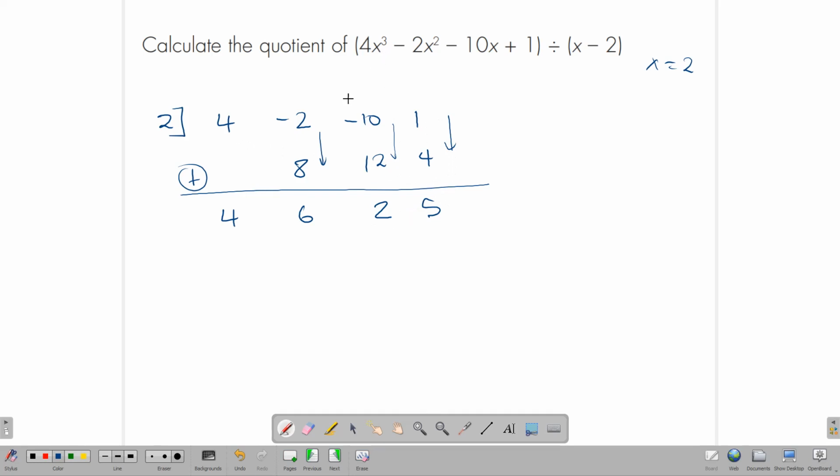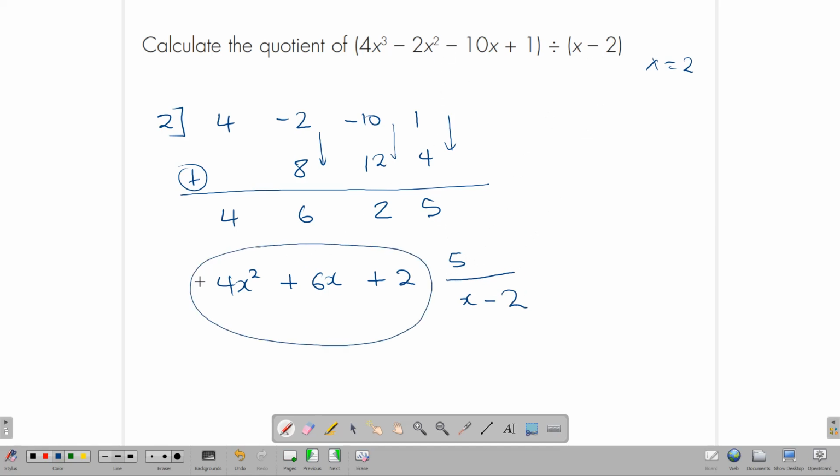So our answer is going to be, this was cube, so we're going to start at square. 4x squared plus 6x plus 2, and we have a remainder of 5 over what we're dividing by, x minus 2. So it says find the quotient, and the quotient would be this. This is our remainder. 5 over x minus 2 is what our remainder is. All right, let's try another one.